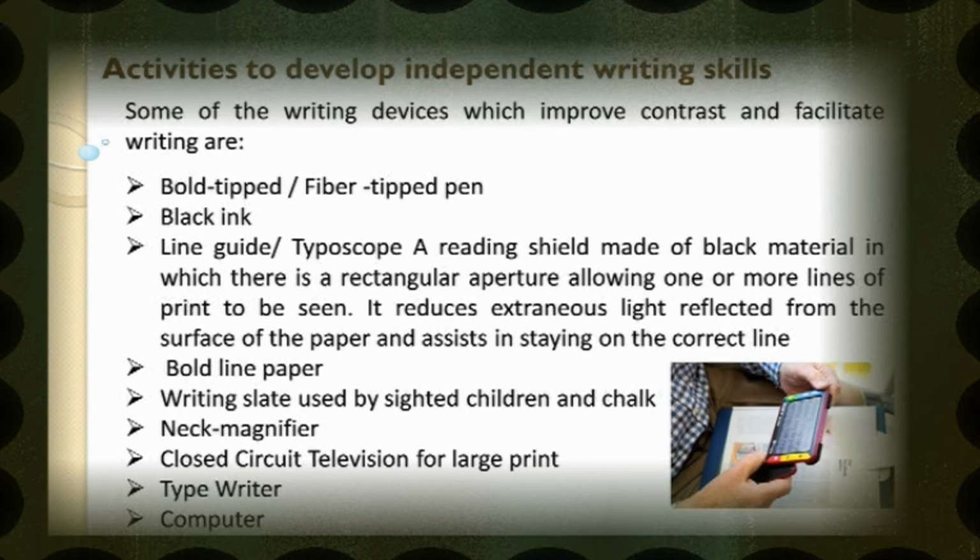Some of the writing devices which improve contrast and facilitate writing are bold tipped or fiber tipped pen, black ink, line guide or typoscope. Typoscope is a reading shield made of black material in which there is a rectangular aperture allowing one or more lines of a print to be seen. It reduces extraneous light reflected from the surface of the paper and assists in staying on the correct line.